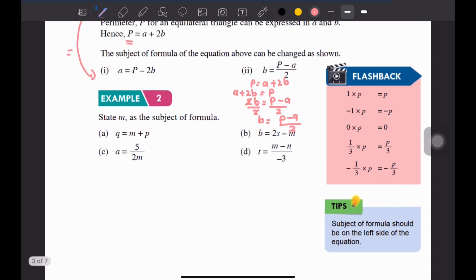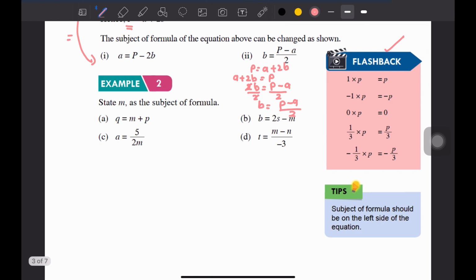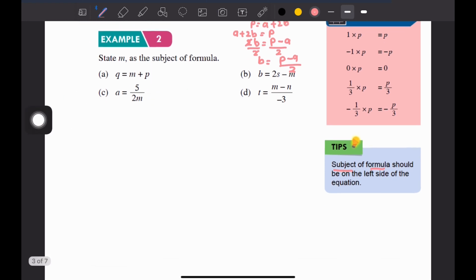Okay, over here you can look at the flashback card. And then look at the tips. Subject of the formula. Subject of the formula should be on the left side of the equation. Ingat on the left side. So let's do example 2. Look at the first one. The question 1, state M as the subject of the formula.